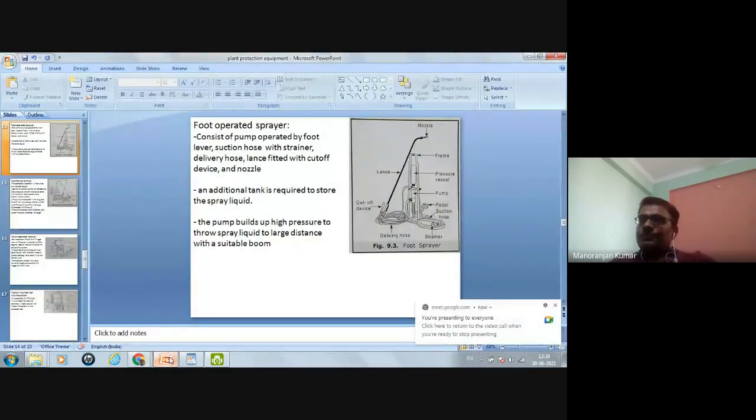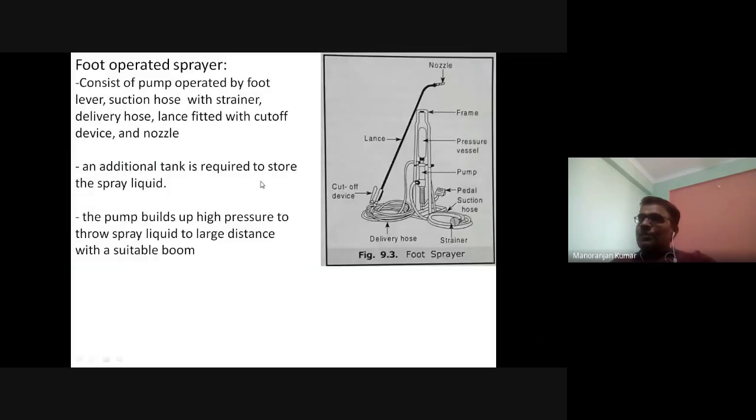So this is the foot operated sprayer. These are the components. Now here an additional tank is provided to store the spray liquid, and in that additional tank, this suction hose is dropped.